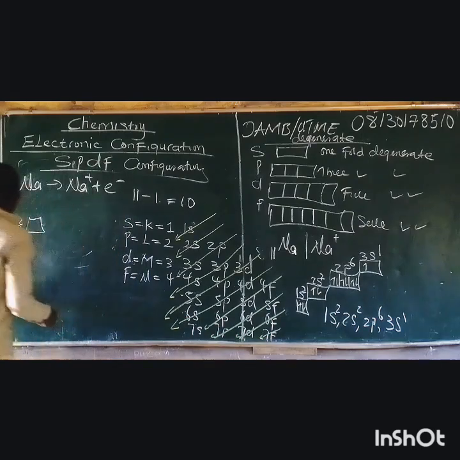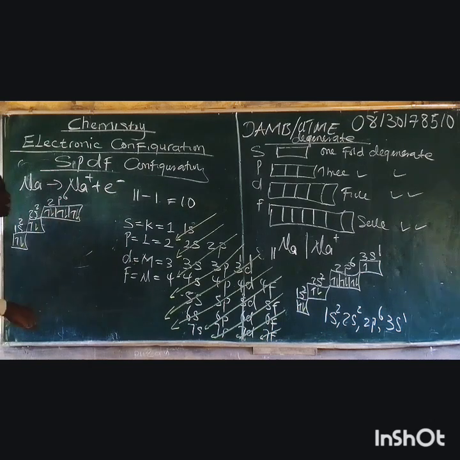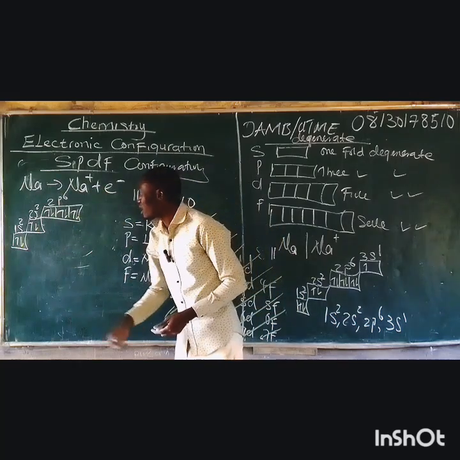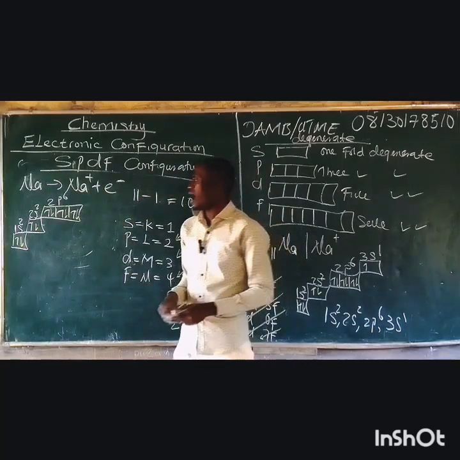That's all. Alright? So we go to this one. This one is 1s2, 2s2, and 2p6. Why is it 2p6? It's just 10 electrons. So we fill the electrons singly before pairing. Now if they ask you how many unpaired electrons are in the sodium positive ion, there is no unpaired electron. There are 0 unpaired electrons.